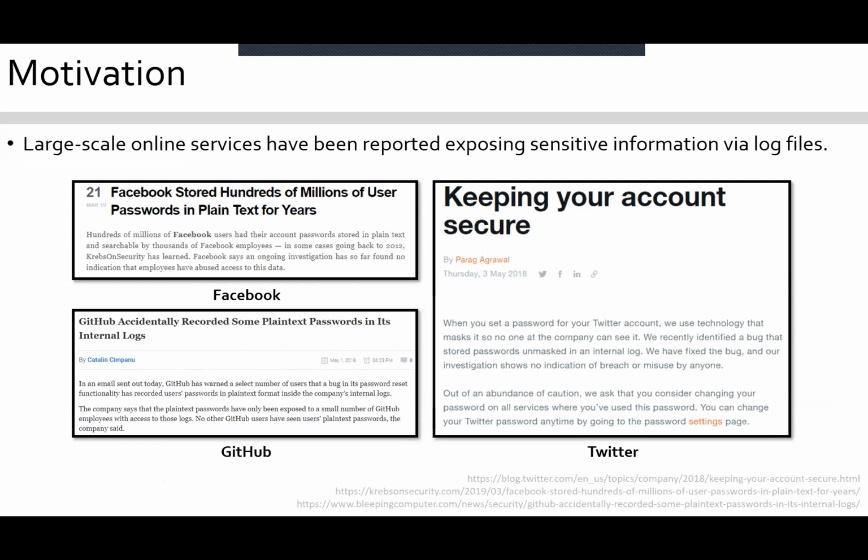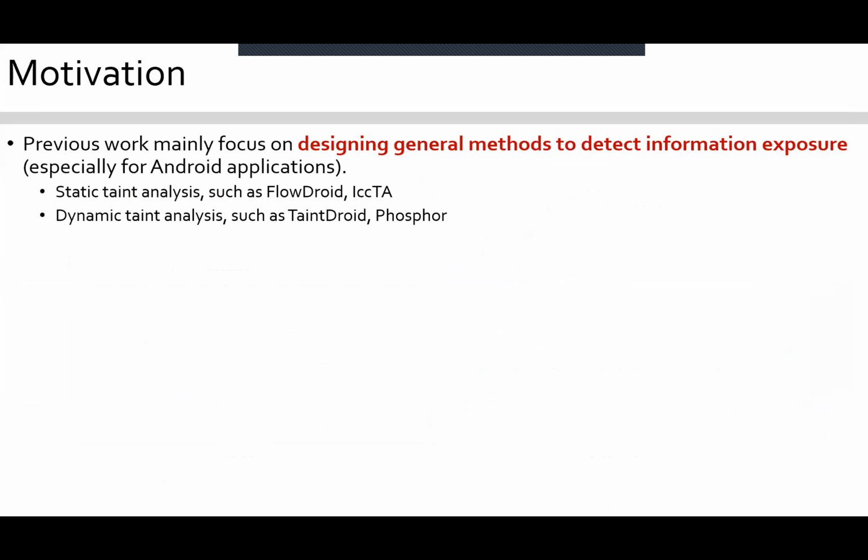What's more, large-scale online services such as Facebook, GitHub, and Twitter also suffer from such vulnerabilities. For example, Facebook was reported to log the passwords of users in plain text, and hundreds of millions of Facebook users are affected by this vulnerability.